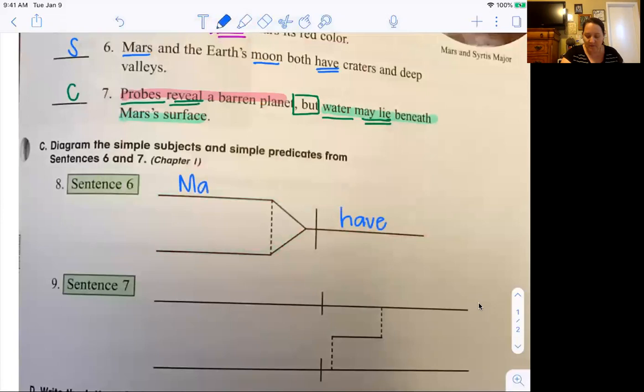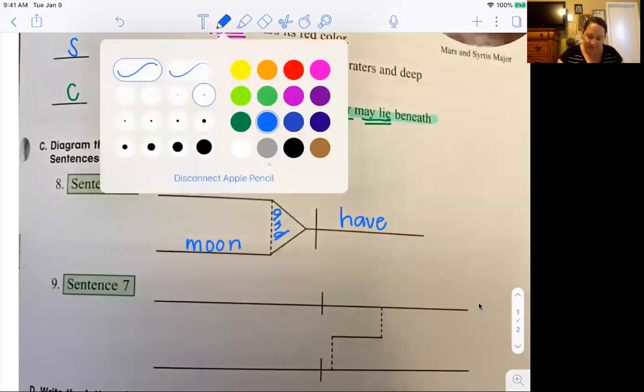Mars and Moon. Mars and Moon have. That's kind of really a silly sentence. I think that one's a little bit advanced, but that's okay. We're doing it together and we're doing a great job.